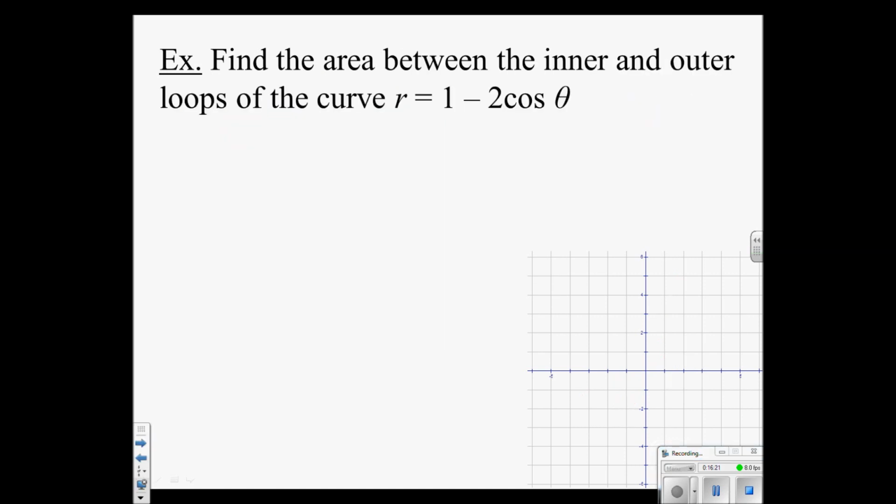All right, let's try this problem. Find the area between the inner and outer loops of the curve r equals 1 minus 2 cosine theta. Well, fortunately, we've already graphed this one, so let's do that. When we graphed it, we started at -1. We went back to 3, and then we went back there. So this is the graph we did at the beginning of the lesson.